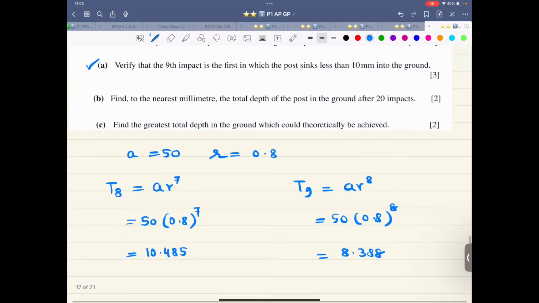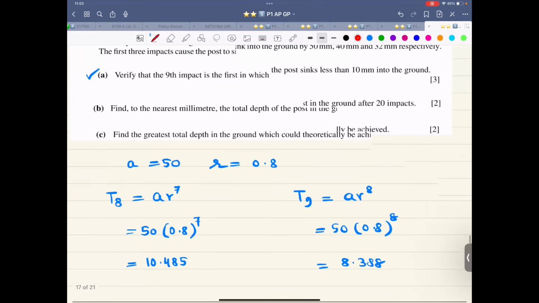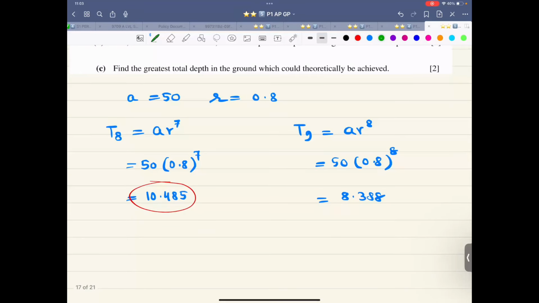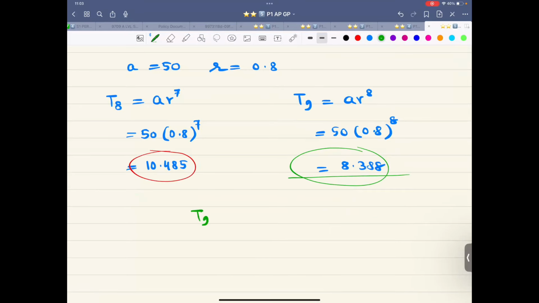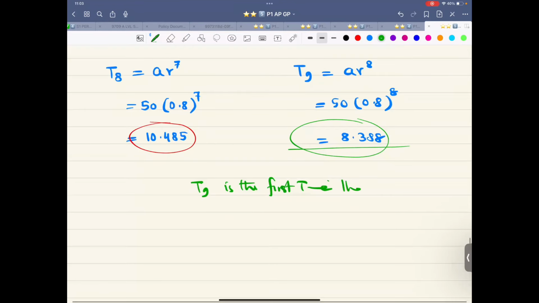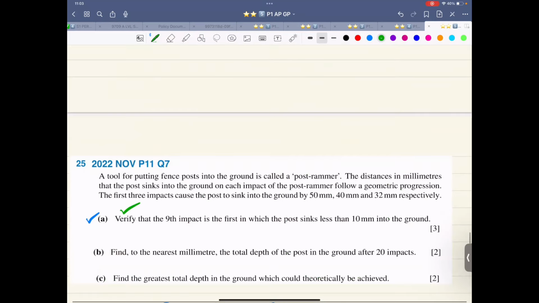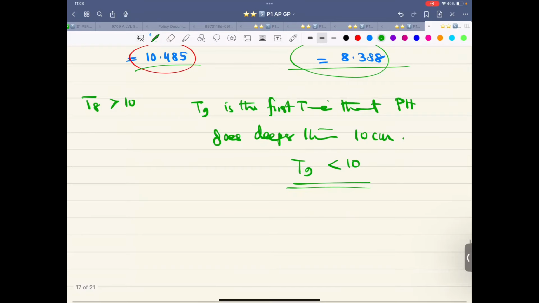So now, after the eighth impact, it goes down 10.485. After the ninth impact, it goes lesser than this. So yes, T9 is the first time that the post sinks less than 10 millimeters into the ground, because T8 is greater than 10, whereas T9 is lesser than 10. So yes, we have verified it. So that is how this question is done.